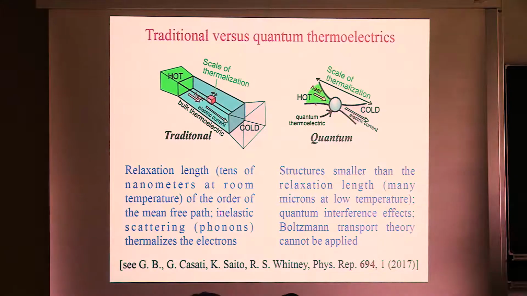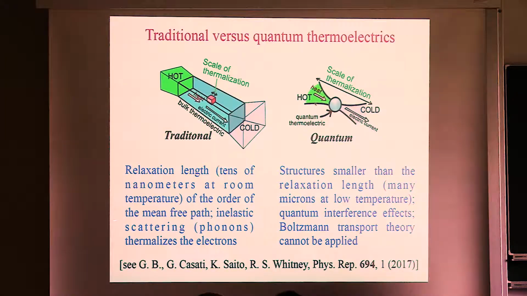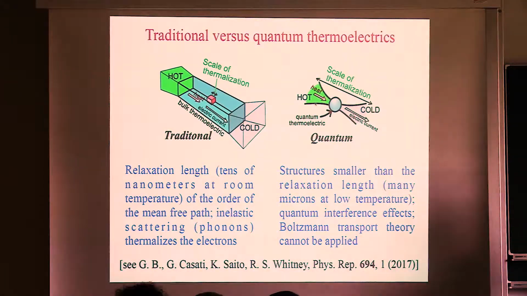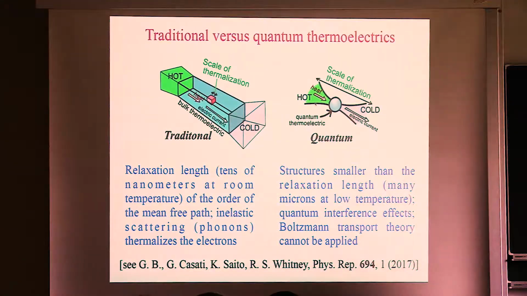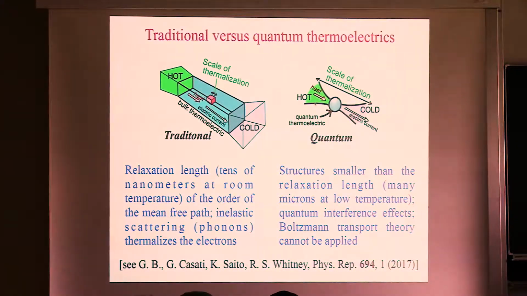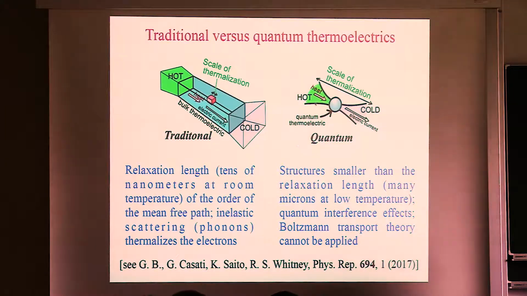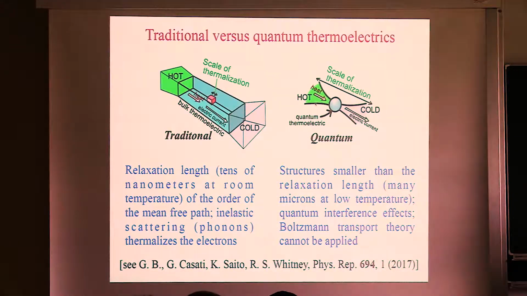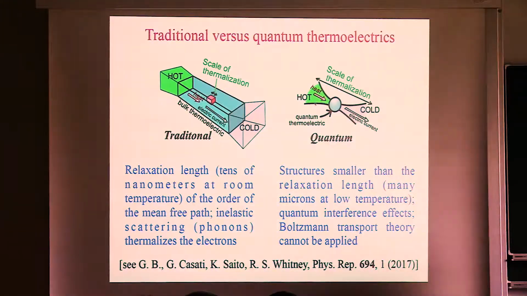Say if you consider traditional thermoelectricity, you have a relaxation length, which is maybe tens of nanometers at room temperature. It is of the order of a mean free path. Electrons are thermalized due to scattering with phonons. And this relaxation length is much smaller than the size of your system. On the other hand, if you go to low temperature and consider some quantum thermoelectrics, you can have a relaxation length which can be larger than the size of your system, and so you have, in principle, to take into account interference effects and so on.